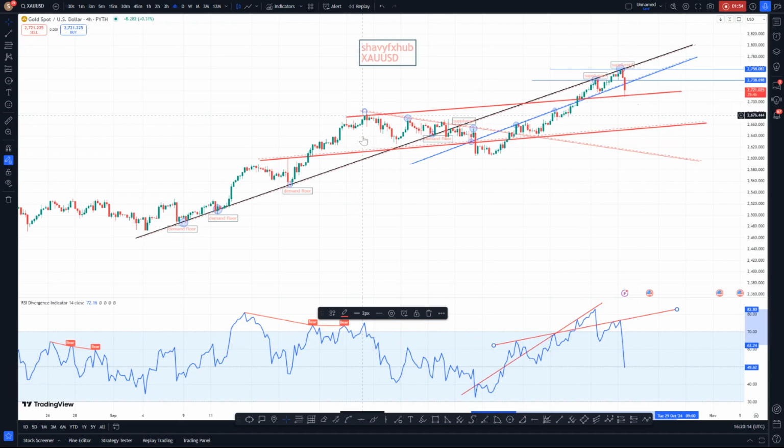This is a resistance structure. A resistance structure was broken. The break has given us an ascending trend line. This is not descending, this is ascending with a minimal angle of elevation. Price has come here, broke the structure, retested, and price came back.